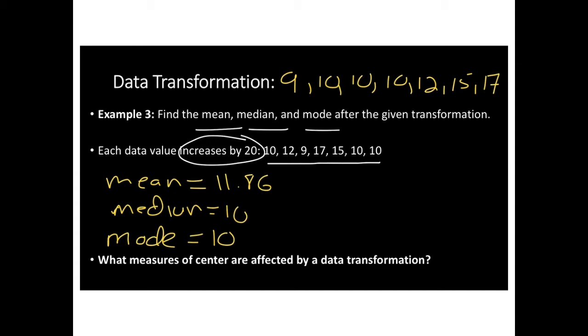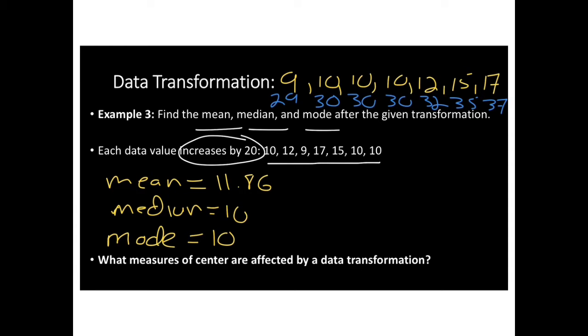All right, now I'm going to take all the numbers and add 20 to each one, and then we're going to recalculate all this stuff. So instead of 9, we're going to have 29, then we're going to have 30, 30, 30, 32, 35, and 37. Okay, now we've increased everything by 20, we're going to recalculate the mean, median, and the mode, starting with the mean.